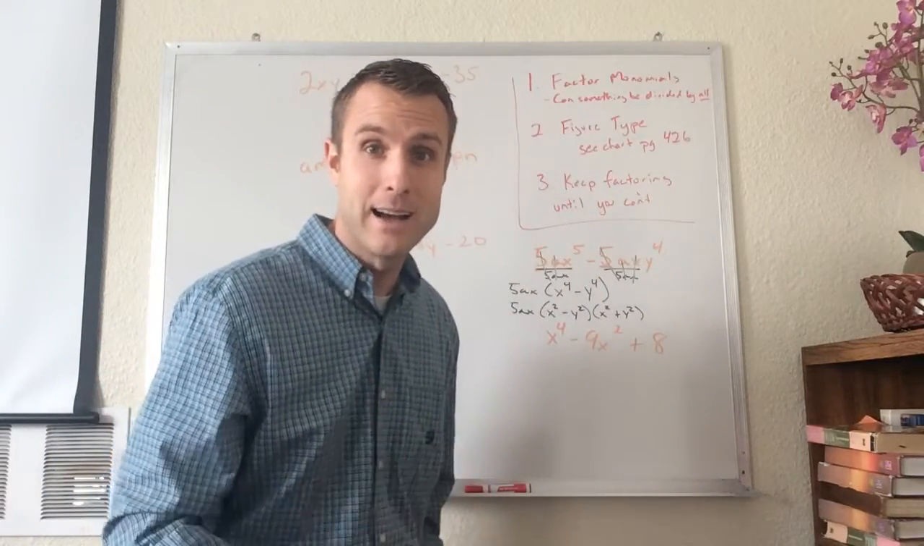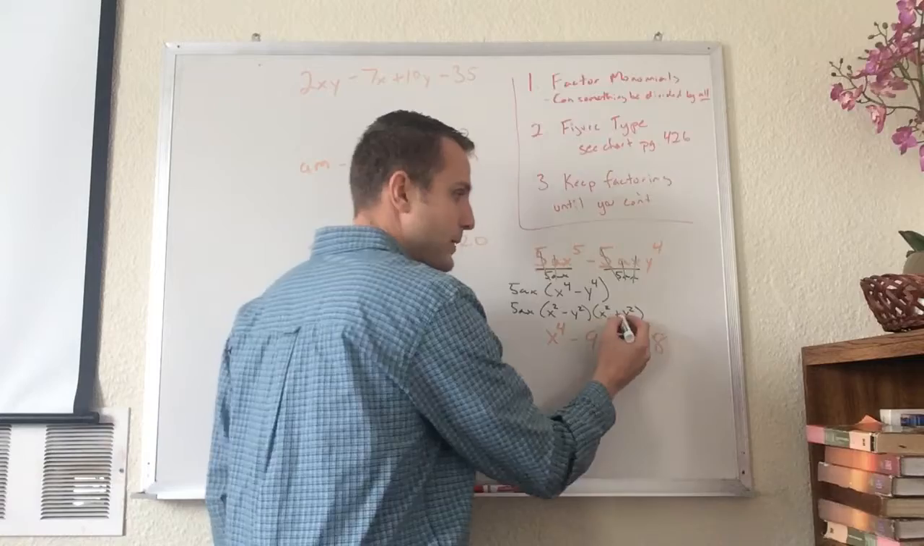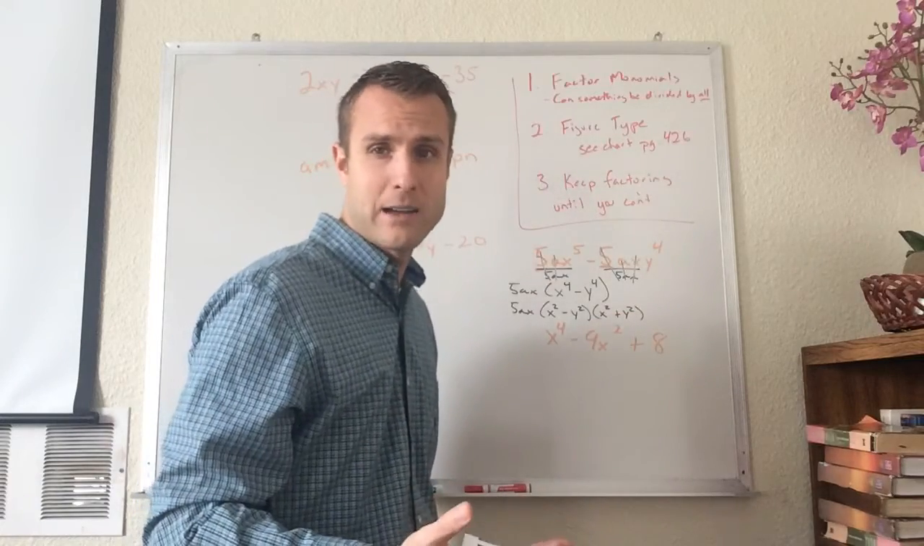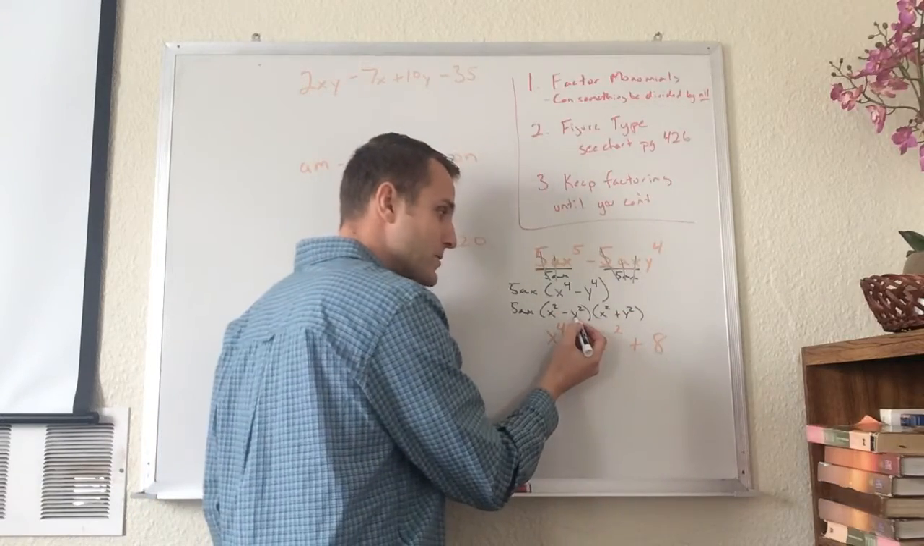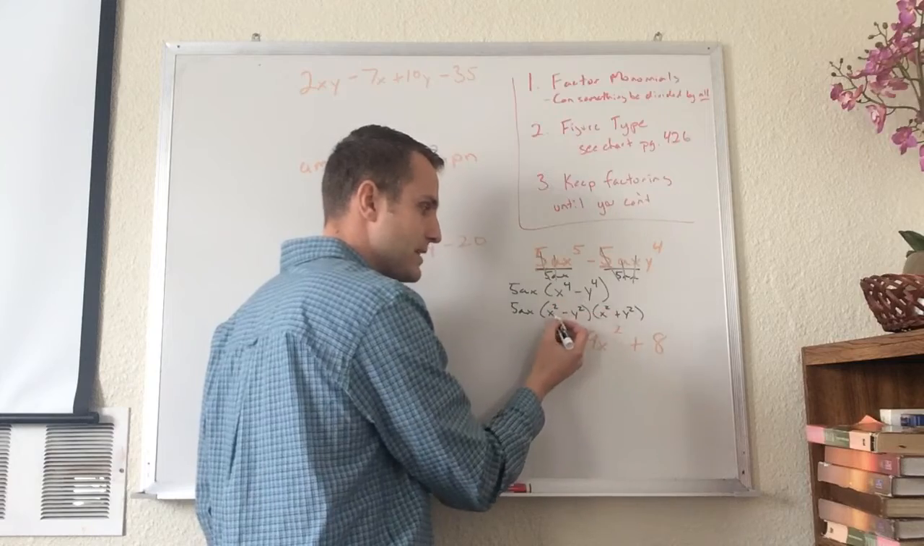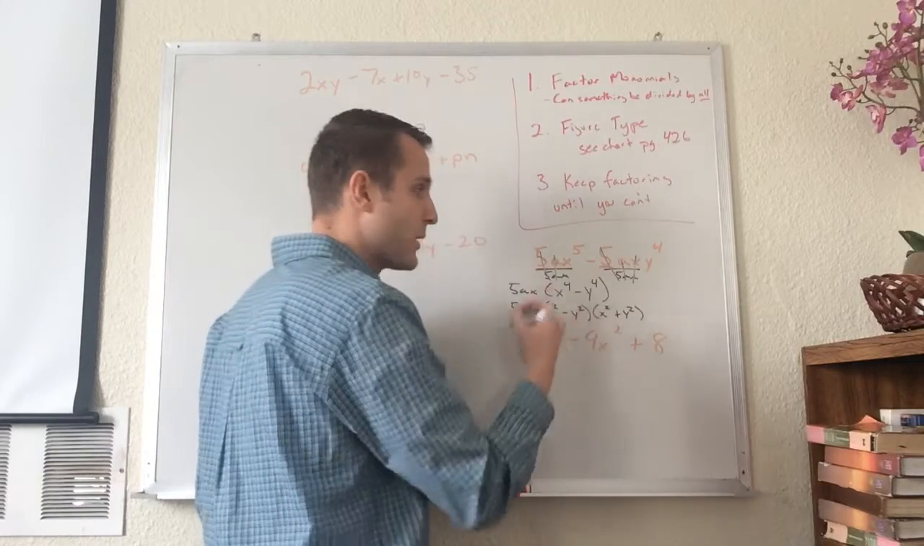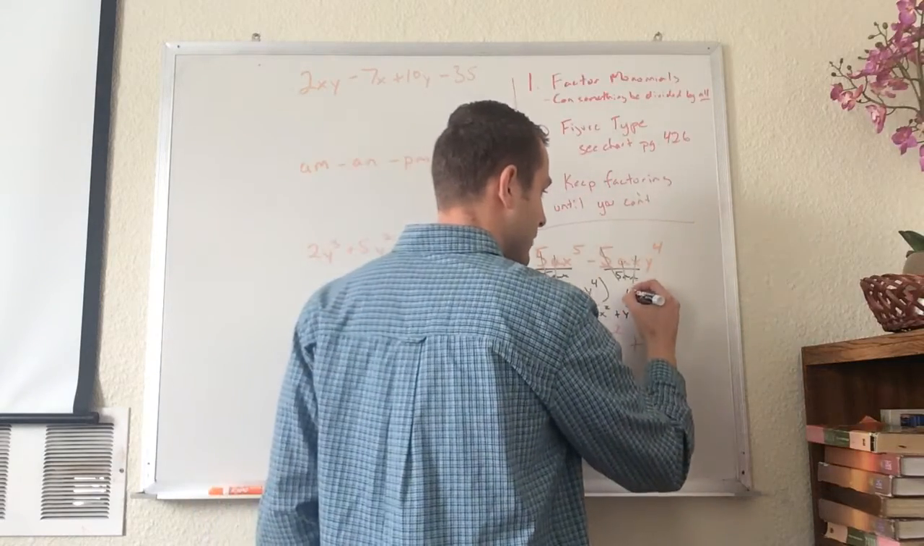But I'm not done. x squared plus y squared, that can't be factored. But x squared minus y squared is the same form as this. These are still both squares. So I can factor again. So I'm going to do that over here.